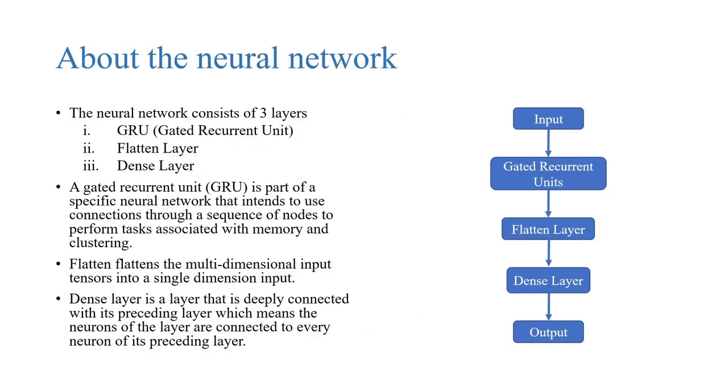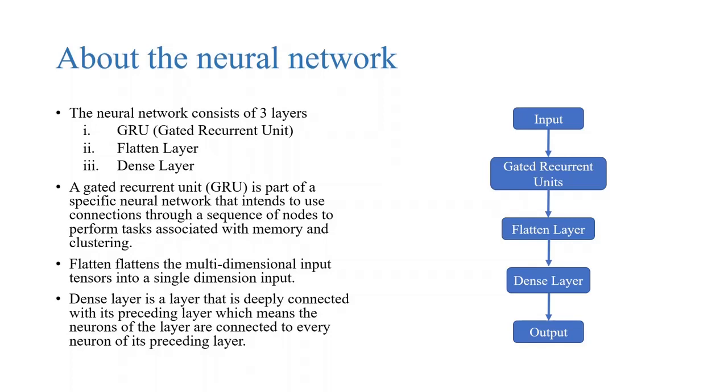Next, coming to the neural network, what a neural network looks like. So we have made use of three layers excluding the input and the output layer. That is, GRU is the first layer, that is gated recurrent unit, the second layer is a flatten layer, and the third one is a dense layer. The gated recurrent unit is part of a specific neural network that intends to use connections through a sequence of nodes to perform tasks associated with memory and clustering.